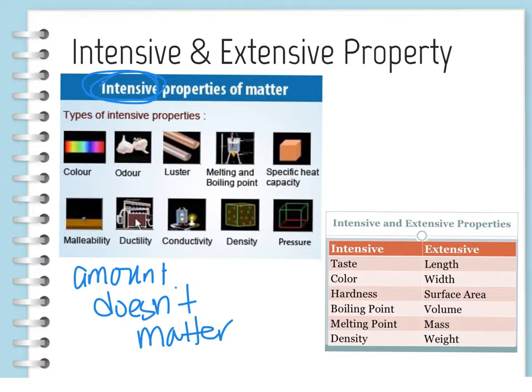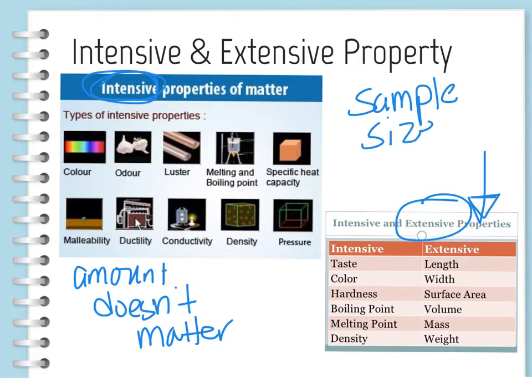Now, extensive, on the other hand, extensive does matter. So the sample size matters in extensive. For instance, the length. If you have a long cord, it's maybe 10 centimeters. And if you have a foot of cord, that's 12 inches. That's 22 centimeters. That is an extensive property. The amount of the substance present makes a difference in that type of property.